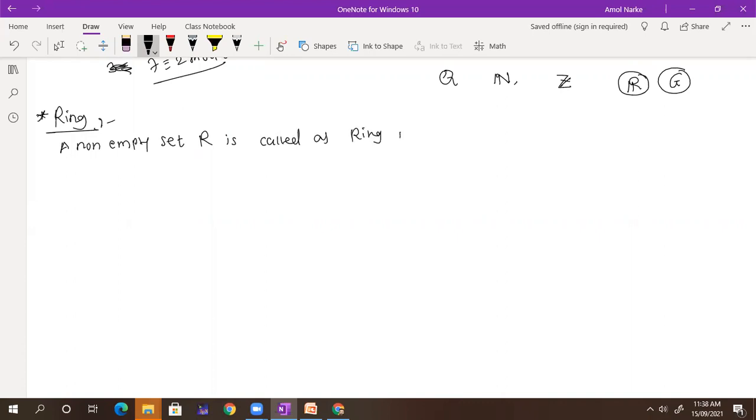If binary operation, then binary operation, first one is addition. We define addition as a plus, simple plus, and multiplication.